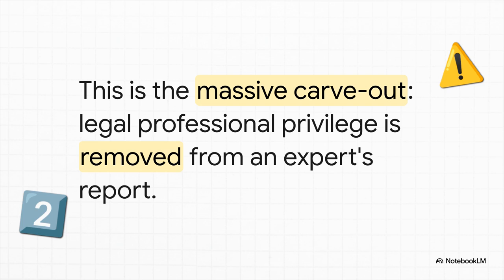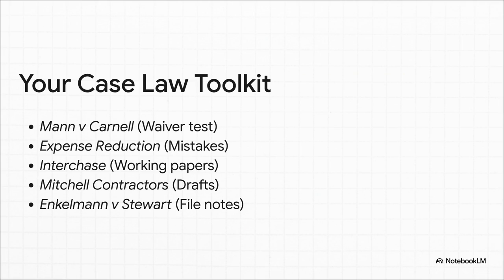It's a huge deal. And finally, these 5 cases are your toolkit. You need these names on the tip of your tongue. You've got Mann v. Cornell for the waiver test, expense reduction analysts for when you make a mistake, Interchase for the expert's working papers, Mitchell Contractors for the draft reports, and that crucial recent one, Enkelman v. Stewart, for your own file notes.